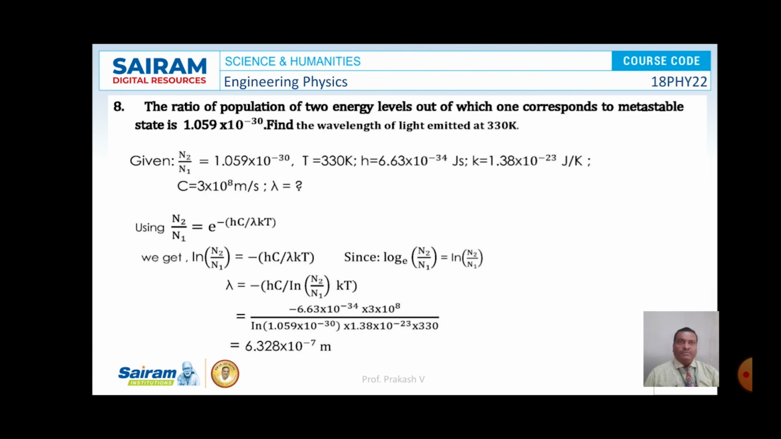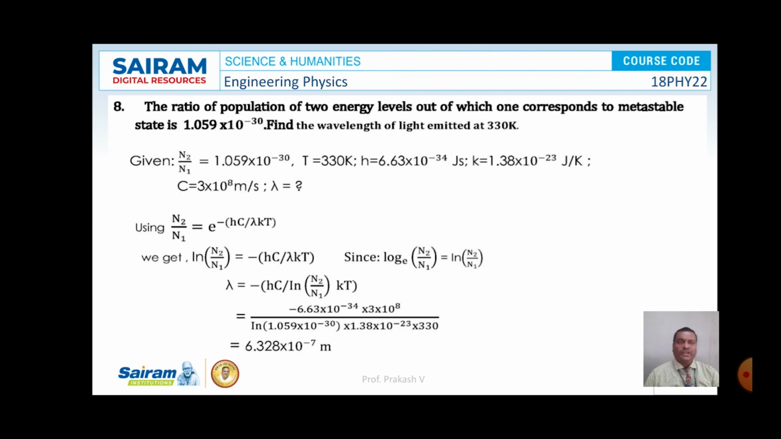The eighth problem is the ratio of population of two energy levels, out of which one corresponds to the metastable state, that is 1.059 into 10 to the power minus 30. Find the wavelength of light emitted at 330 Kelvin.